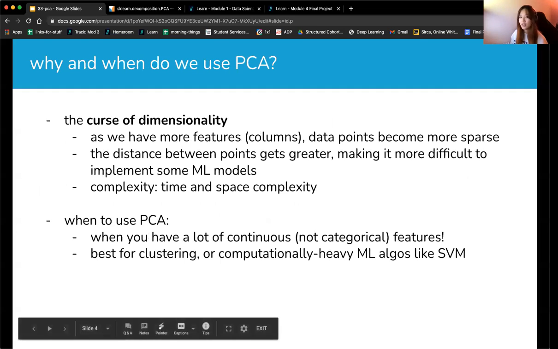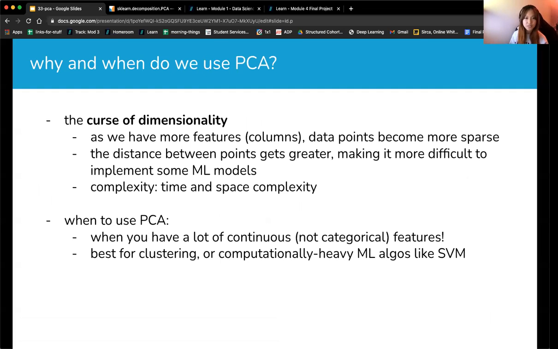Next up, why and when do we use PCA? One thing to start being aware of, and I think some of you have already faced this issue, is the curse of dimensionality. As we have more features in your columns, data points become more sparse. I know we haven't really thought about sparsity of data in this way, but let's say I had 2 data points on a 2D surface. They have some distance.